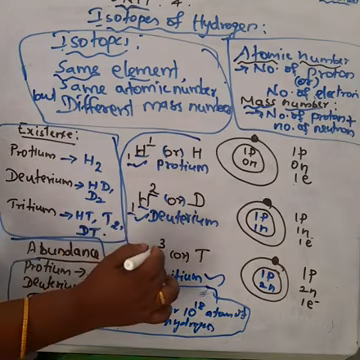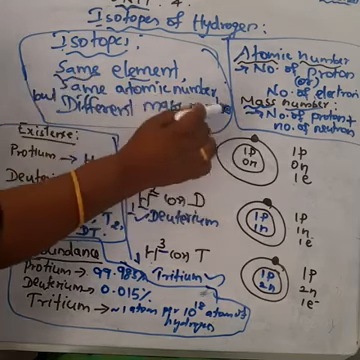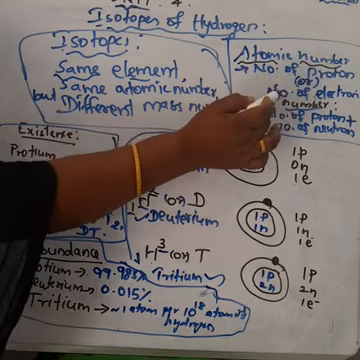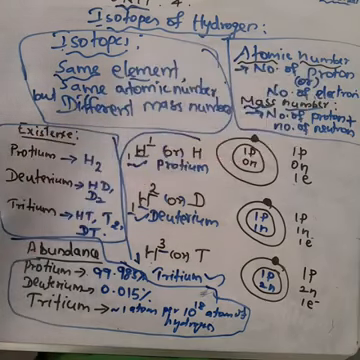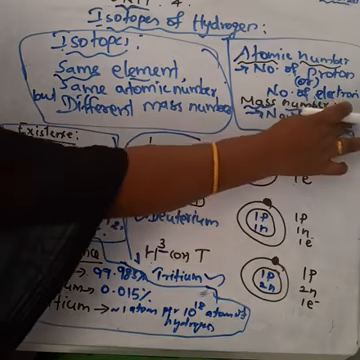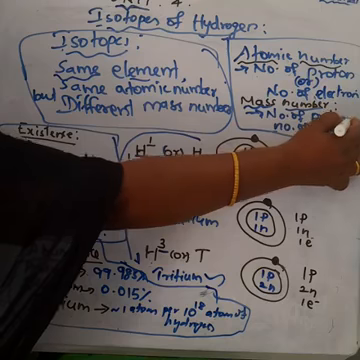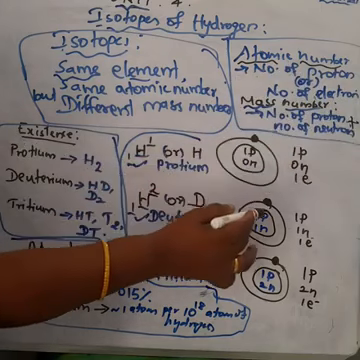For tritium, mass number 3. Okay, so what do you mean by atomic number and what do you mean by mass number? Atomic number means the number of protons or the number of electrons. Mass number means the number of protons plus the number of neutrons.